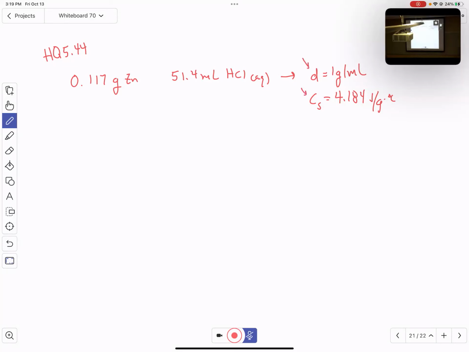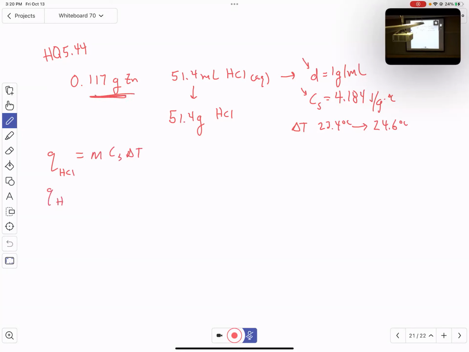We can use the specific heat of water to say, okay, I've got a 51.4 gram solution of HCl. And that HCl solution goes from 23.4 degrees Celsius all the way up to 24.6 degrees Celsius. So we're going to start with this HCl solution and then use that to figure out more about the zinc.